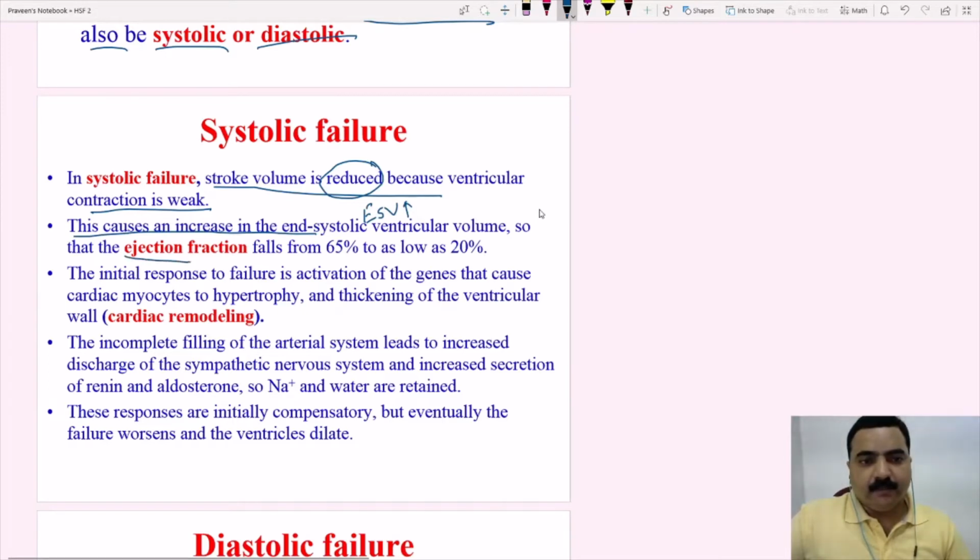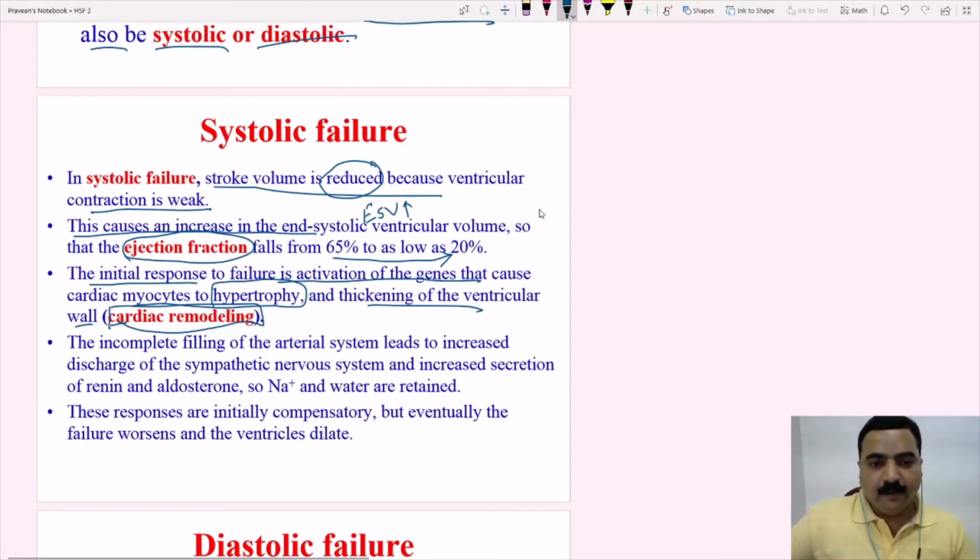So the ejection fraction falls, from around 65% to around 20%. The initial response to failure is activation of genes that cause the cardiac myocytes to undergo hypertrophy and thickening of the ventricular wall. This we refer to as cardiac remodeling. The incomplete filling of the arterial system leads to increased discharge of the sympathetic nervous system. This is the first compensatory mechanism that you get.